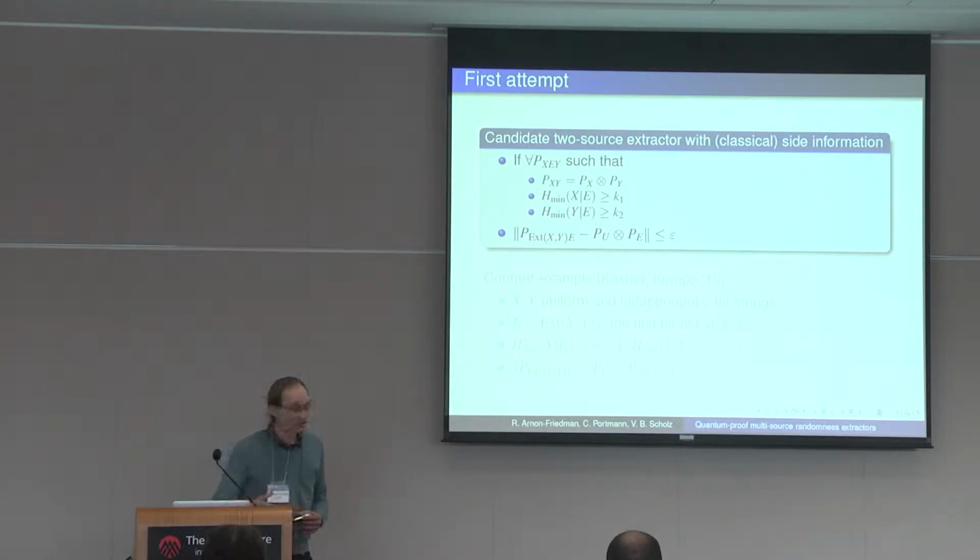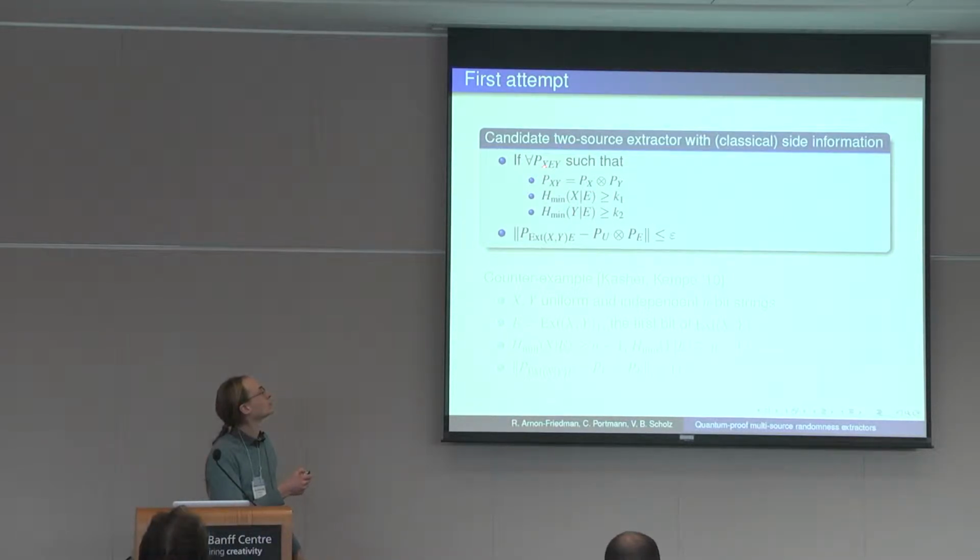So before telling you how we did it, I'm going to show you an example of what goes wrong if you try and do it in the most straightforward way. A reasonable thing to do would be to say, okay, when we don't have side information, we need X and Y to be independent. So let's keep X and Y independent. We don't want our two sources to be correlated. And instead of having a bound on the entropy of just X, we have now the entropy of X given E and the entropy of Y given E. So a candidate definition would be, and here I'm just doing classical E for the moment, because this definition actually fails just with the classical E, we could try and say for all tripartite states which satisfy these properties, we want the output to be close to uniform.